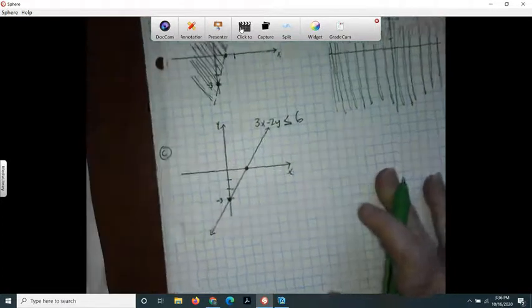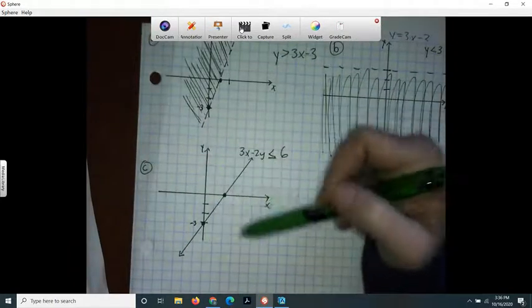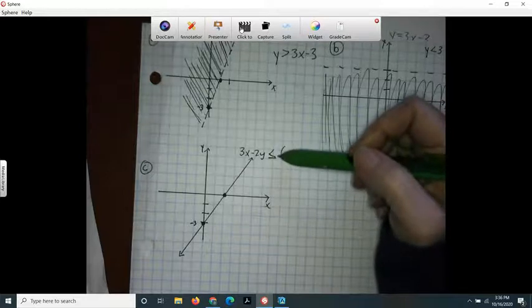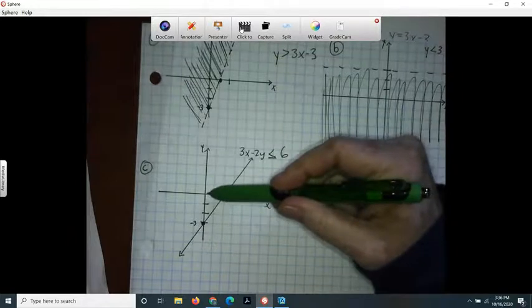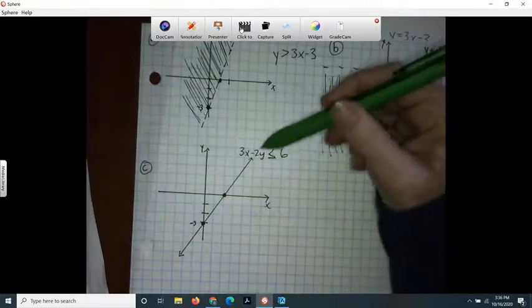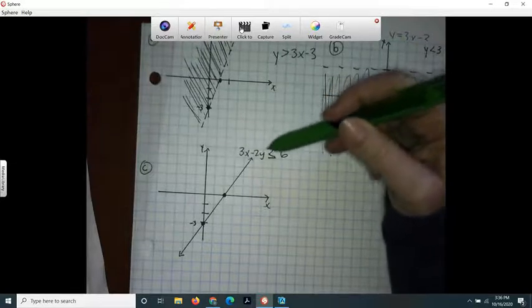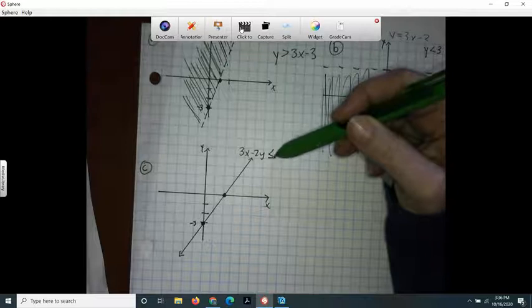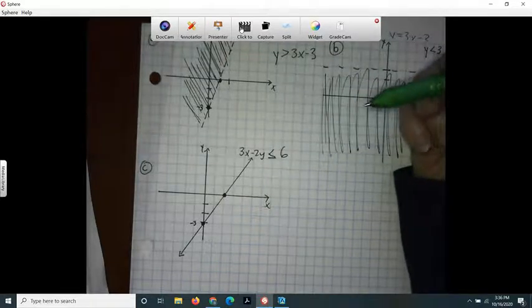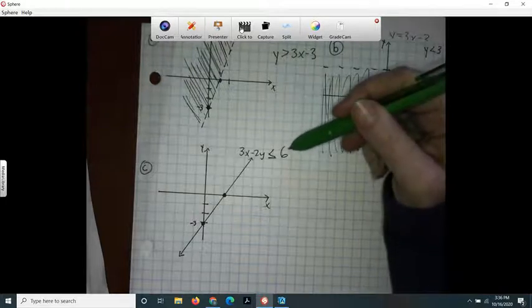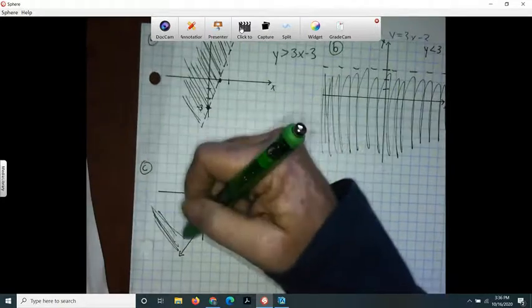And then I'm going to test a point because I don't know if I'm supposed to shade above the line or below the line. So I'm going to just plug in 0, 0 because that's easy to plug in. So if I plugged in a 0 here, I would get 0, and a 0 here, I'd get 0. So I'd have 0 is less than or equal to 6. Is that true or not? Is 0 less than or equal to 6? Yes, it is. So I'm going to shade the part where the 0 is.